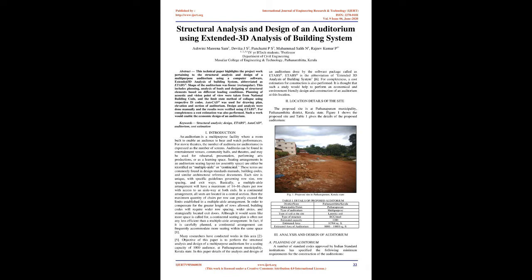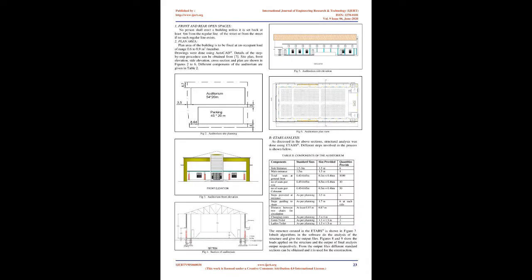Each size is unique, with specific guidelines governing row size, row spacing, and exit ways. Basically, a multiple aisle arrangement will have a maximum of 14-16 chairs per row with access to an aisleway at both ends. In a continental arrangement, all seats are located in a central section. Here the maximum quantity of chairs per row can greatly exceed the limits established in a multiple aisle arrangement. In order to compensate for the greater length of rows allowed, building codes will require wider row spacing, wider aisles, and strategically located exit doors.